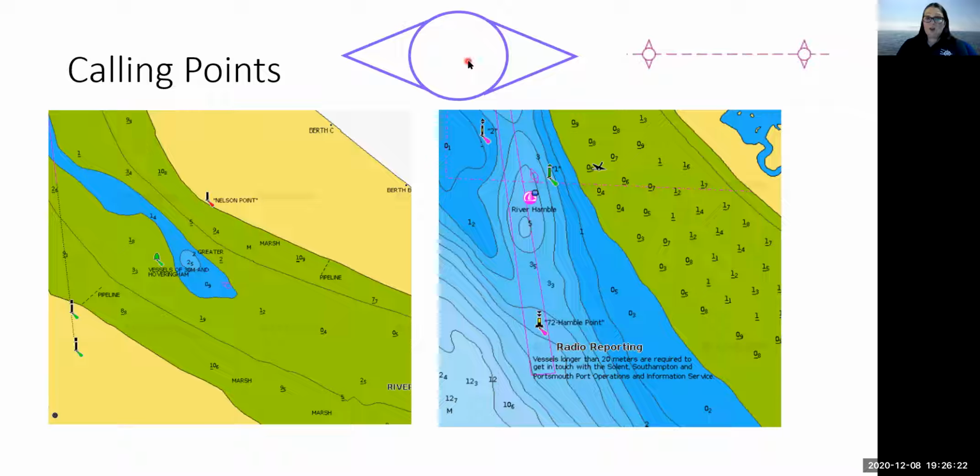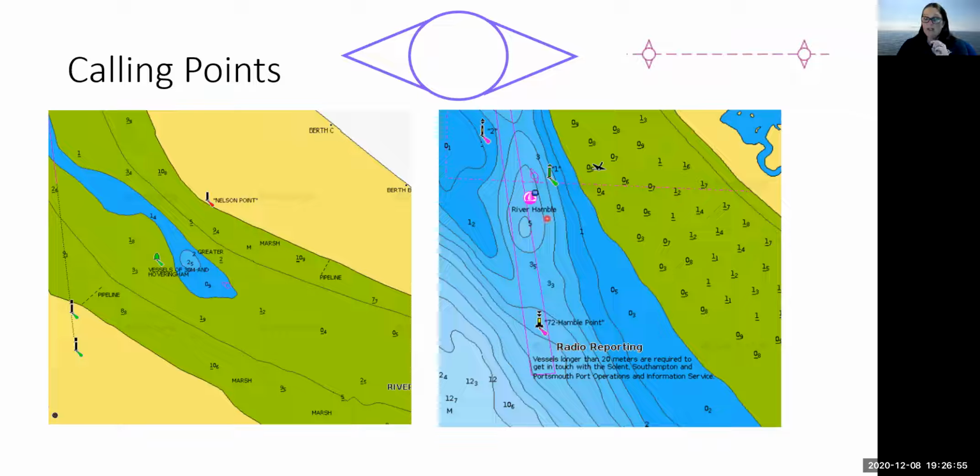The chart symbol for the calling point at the top there is giving you calling points going in and out of somewhere. And also this is a radio reporting line symbol for the chart there as well. But this is about vessels coming out of the River Avon, calling Bristol VTS at Nelson's Point for any commercial traffic. But this says vessels of 30 meters and greater. Whereas if I take a look on the right-hand side here, going at the Hamble Point Buoy, going up to the River Hamble, vessels longer than 20 meters are required to get in touch with the Solent, Southampton and Portsmouth port operations. So it might not be that I need to do that.